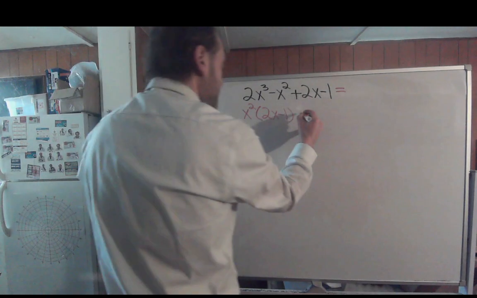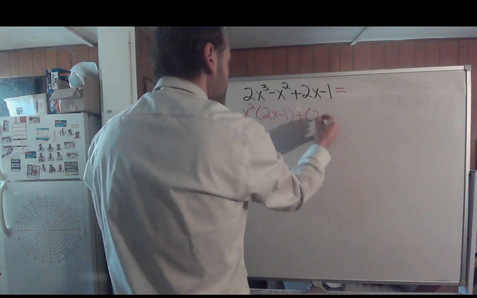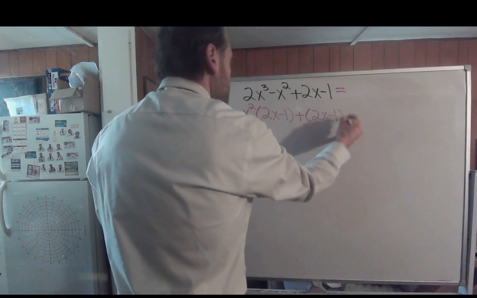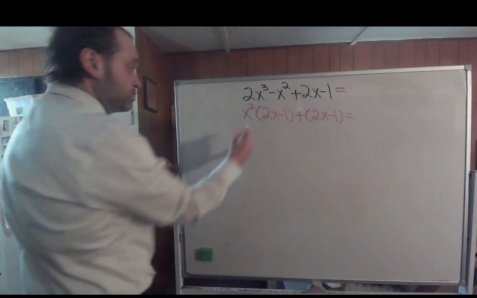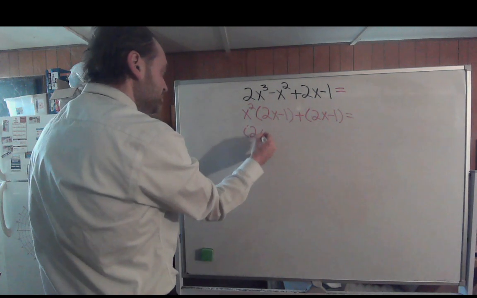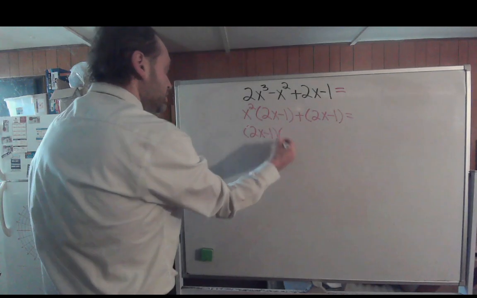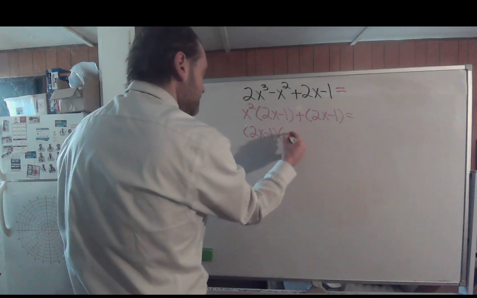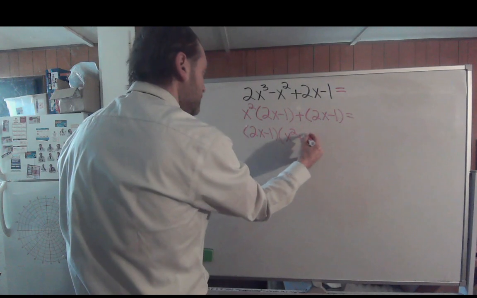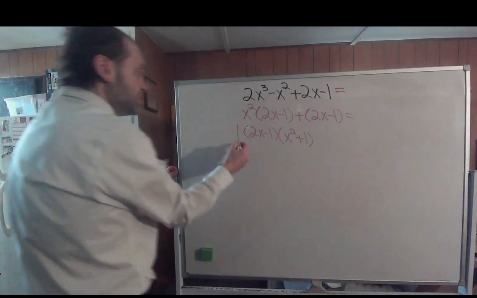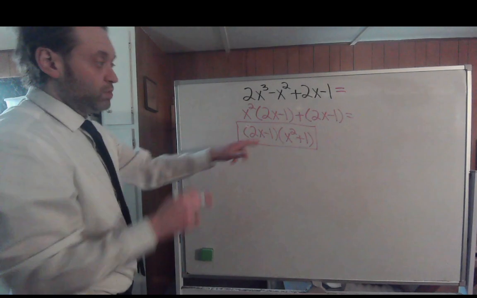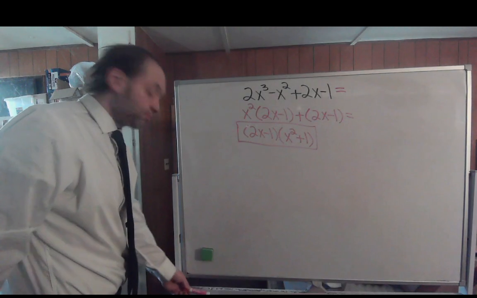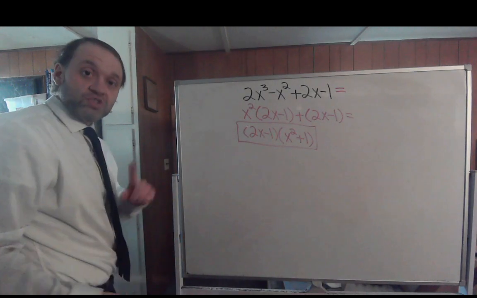Then plus you'll have a second two terms of 2x minus 1. So notice now both terms have a common 2x minus 1. So factor out your 2x minus 1. You'll end up getting that times the quantity of x squared plus 1. So this will factor into the quantity of 2x minus 1 times the quantity of x squared plus 1. And I got just one more.